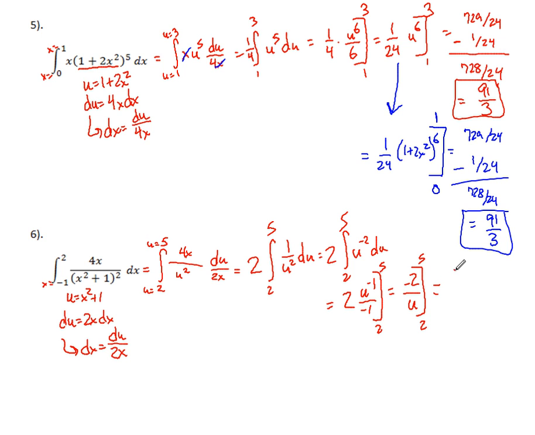So when I plug in 5, I would get -2/5. When I plug in 2, I would get -2 over 2, which is -1. And those numbers I need to subtract. And when I subtract them, it means plus a positive. It should give me 3 over 5 as my answer.